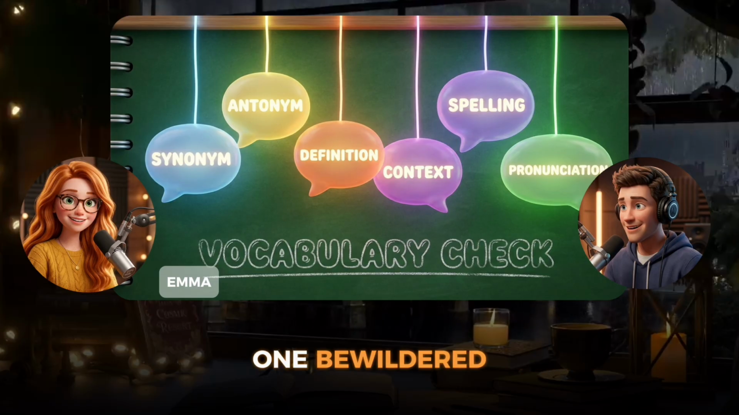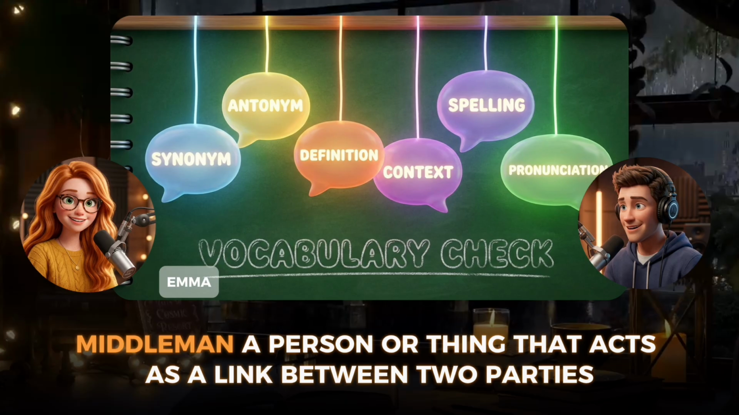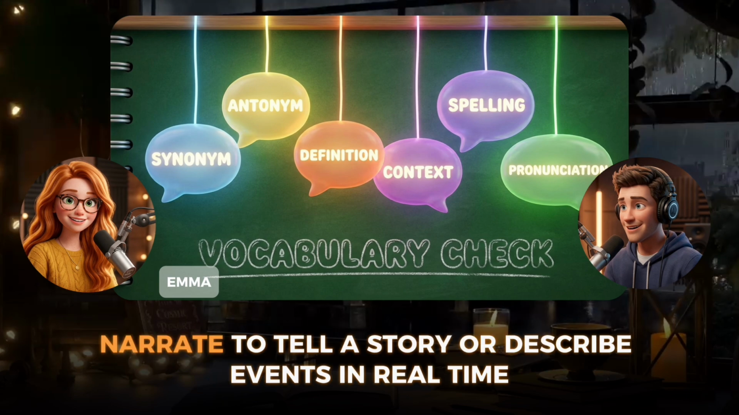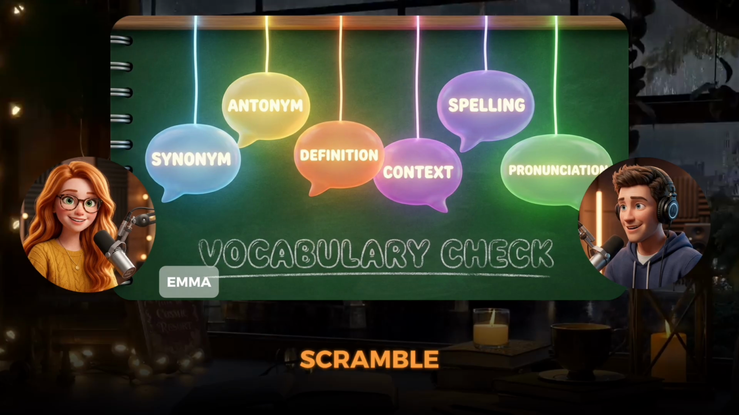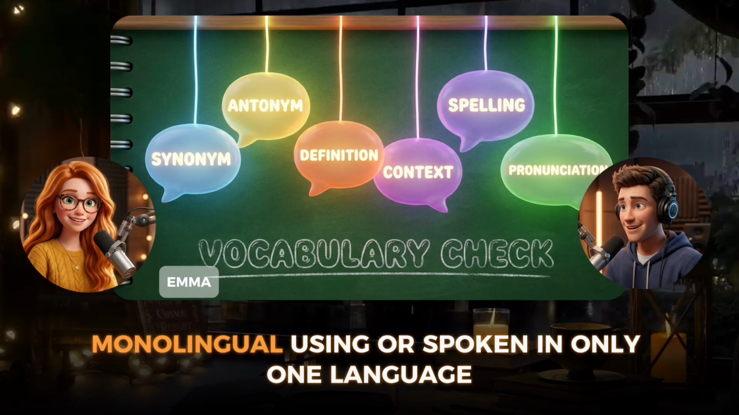1. Bewildered, completely confused or puzzled. Middleman, a person or thing that acts as a link between two parties. In this case, your native language. Narrate, to tell a story or describe events in real time. Scramble, to move or act chaotically and quickly due to stress or a lack of time. Monolingual, using or spoken in only one language.